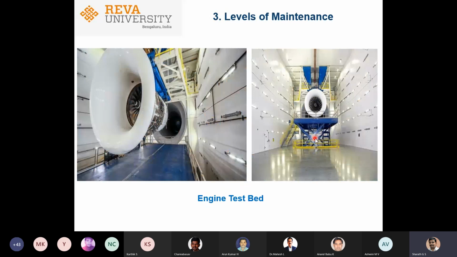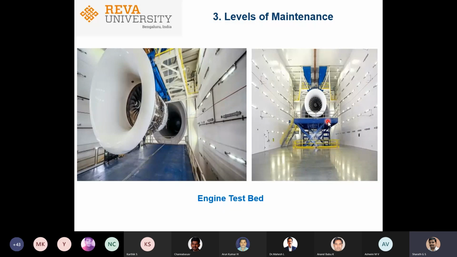And coming to engine test bed, here you can see the engine is hung to a thrust stand over here, and we have a load cell at the rear side of this engine to measure the thrust. Whenever the engine is operated or started, the thrust is measured with the help of a load cell which is fitted at the rear side of this engine. And you have a ramp over here. This ramp carries maintenance people near to the engine to carry out some fitments.